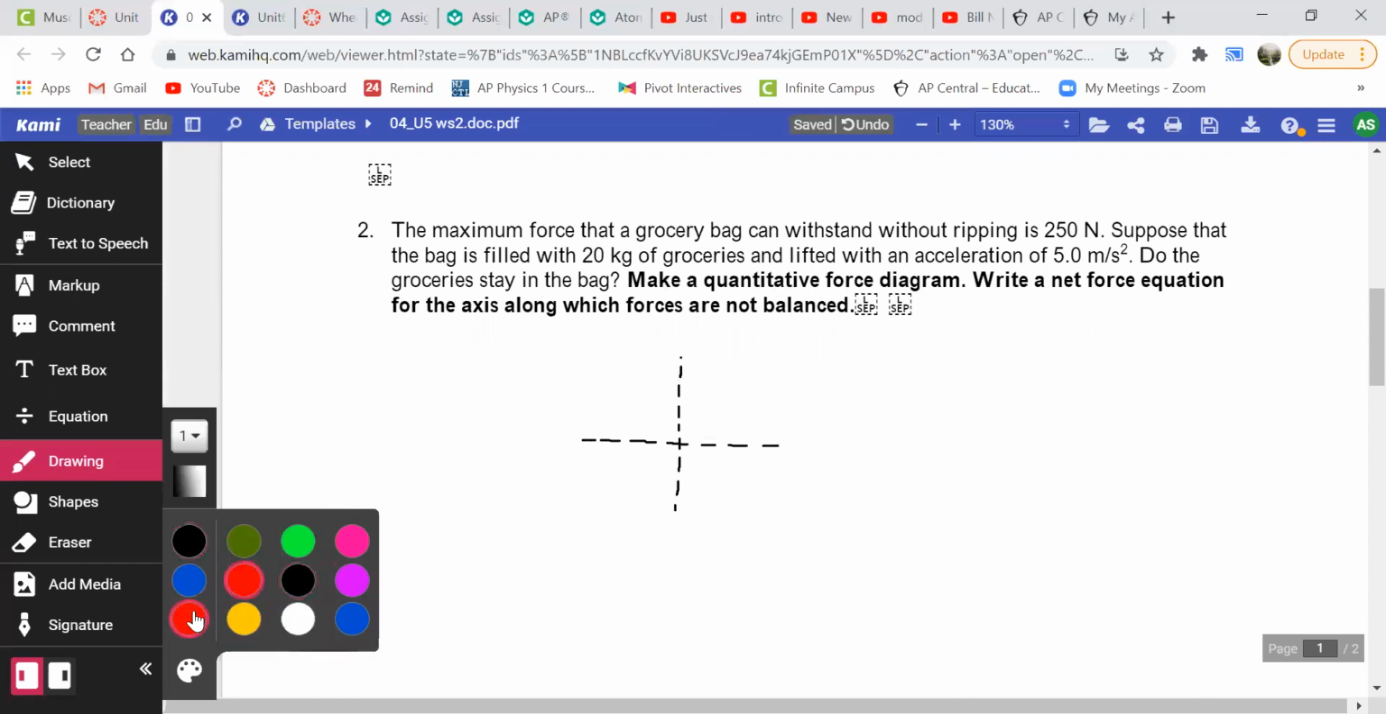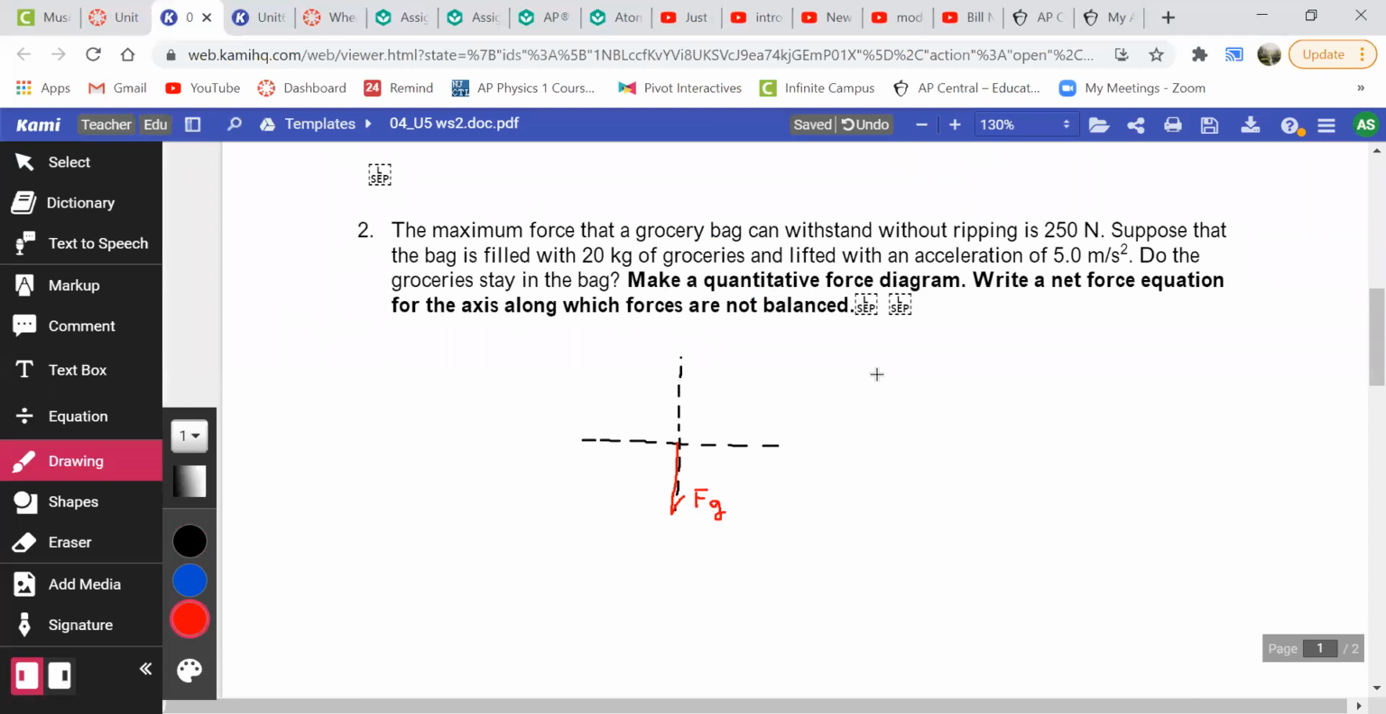So what forces are acting downward? Gravity, as always. So we've got the force of gravity of the groceries. So the container is the bag, and the bag exerts what? A normal force upward, right? So it's going to have a normal force upward.